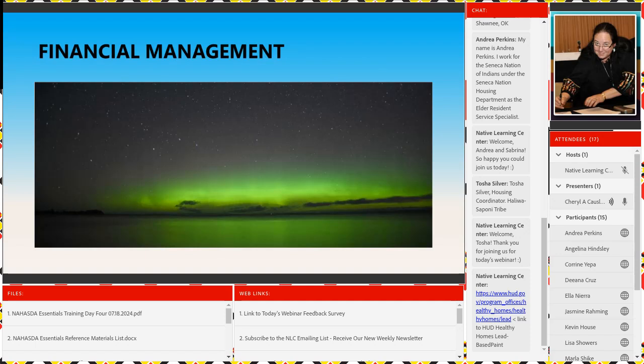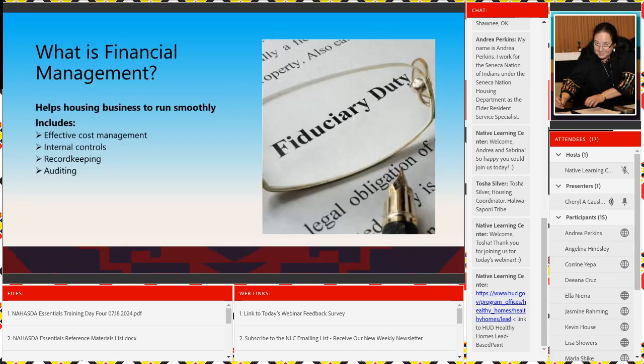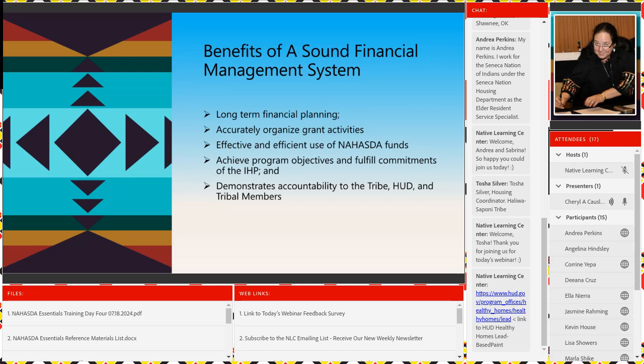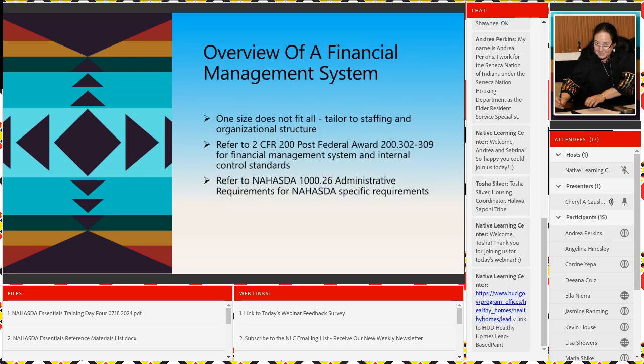Okay. Financial management. What is it? It helps your housing business to run smoothly. It includes effective cost management, internal controls, record keeping, and auditing. Your benefits are long-term financial planning, accurately organizing your grant activities, effective and efficient use of your NAHASDA funds, achieving program objectives, fulfilling commitments of your Indian housing plan, and demonstrating accountability to the tribe, to HUD, and to your tribal members. An overview: one size does not fit all. You tailor to your staffing and/or your organizational structure.